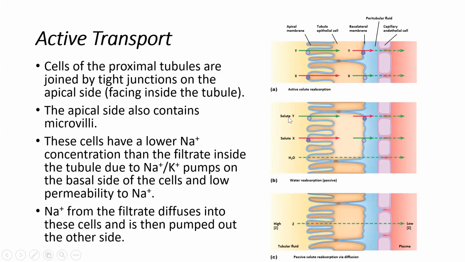So that creates a gradient for solute Y, which is sodium, to passively move into the cell. So solute Y is going to move into the cell according to its passive gradient, less sodium here, more sodium here, and then solute Y, again, sodium, is going to be pumped out of the cell according to the sodium-potassium pump. Now, because solute Y is permeable to the membrane, and it's also in the correct proportion to facilitate this movement, we have more sodium ending up here in the peritubular capillary, okay?